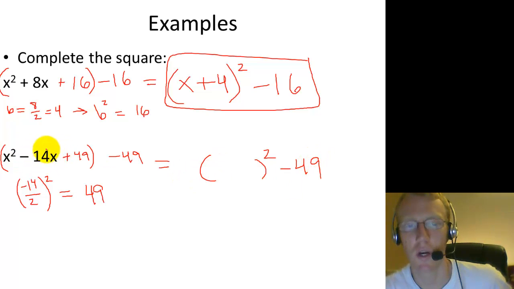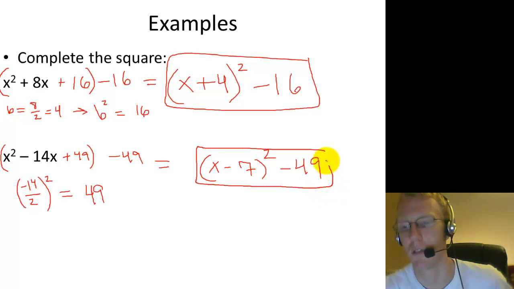And it's a perfect square of half the middle number, which is 7. In fact, negative 7, so x minus 7. So this would be a parabola which has been shifted right 7 and down 49.